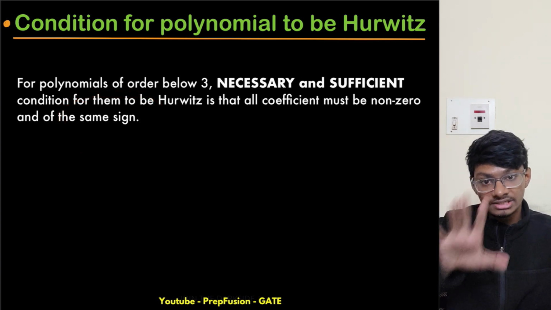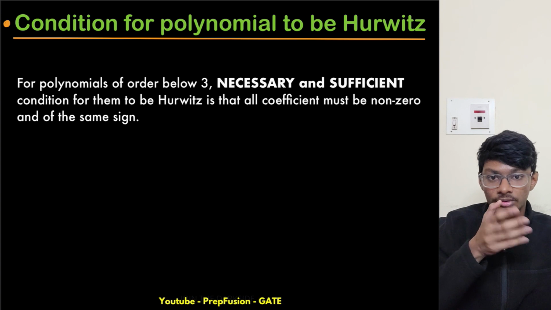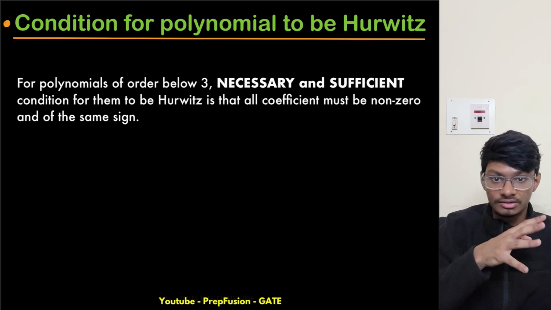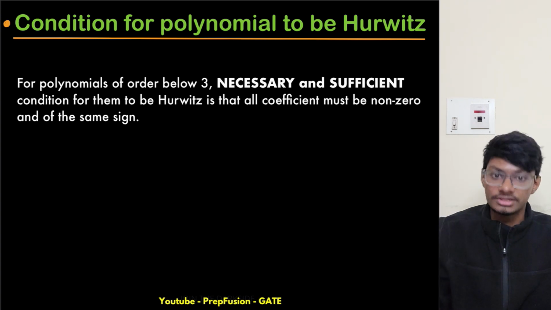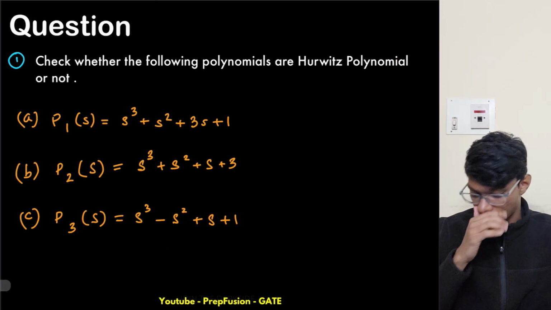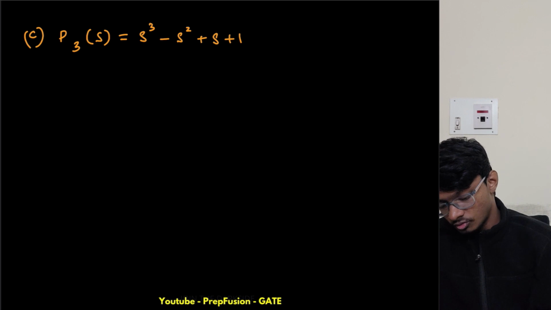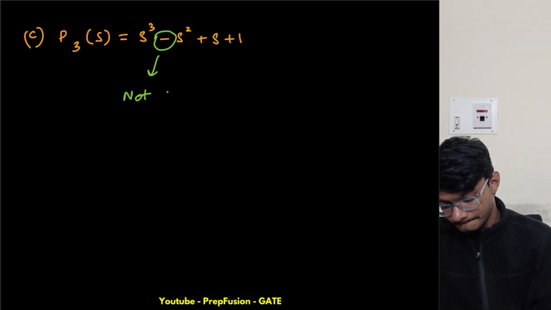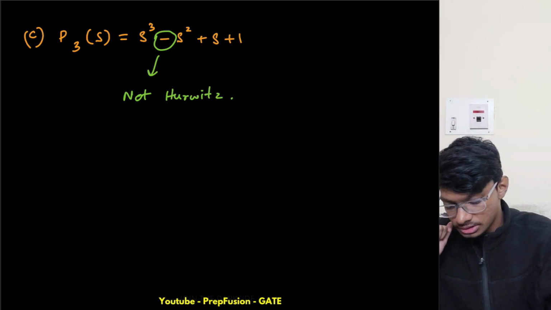Necessary condition means it has to satisfy that condition for us to get a Hurwitz polynomial. But it is not true that satisfying only that condition means it will always be Hurwitz. I have to satisfy other conditions also. Here it is not satisfying, so by just seeing the coefficients, I can say not Hurwitz. Slowly, just watch along the lecture and you will understand. Not Hurwitz, because there is a sign change.